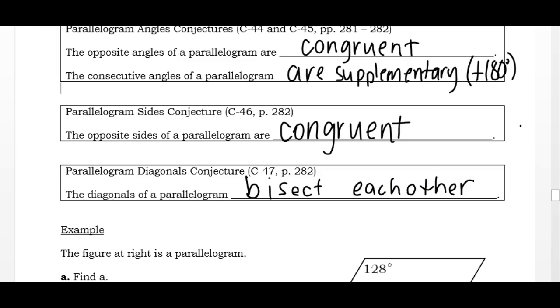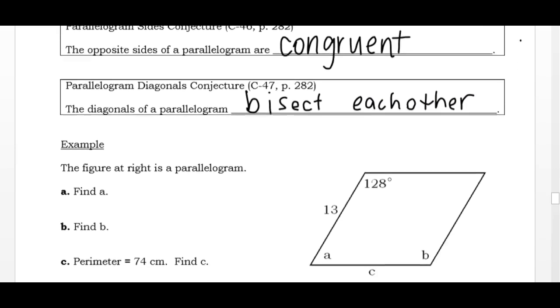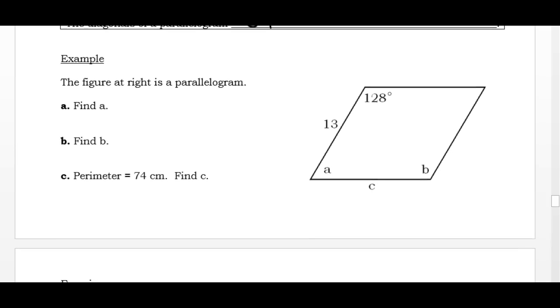Okay, some examples using our notes. I have a parallelogram. I want to find some missing measurements. So I remember that the consecutive angles, because that's half of a 360-degree shape, they should add up to 180 degrees. So if I do 180 minus 128, that'd be 52 for letter A. Letter B, I remember that opposite angles are the same. So right off the bat, I know that B is 128 degrees.